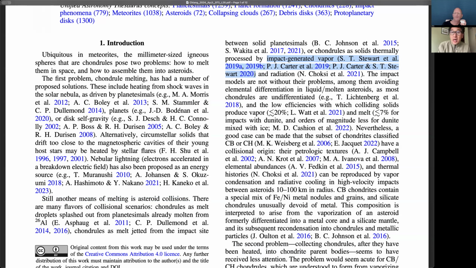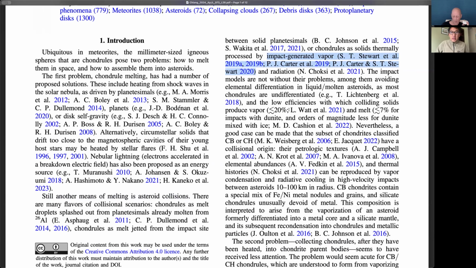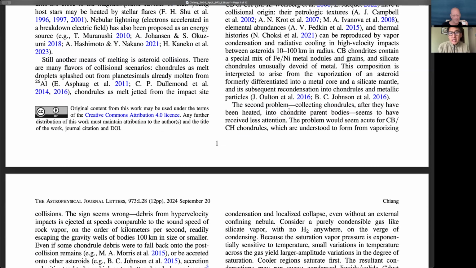And in that very nice seminar that she gave, she also talked about the second problem, how to recollect these droplets in the aftermath of the explosion, how they might come together again. And that really struck me, I have to say, because I thought, the sign seems wrong. You exploded the thing. So how do you put Humpty Dumpty back together again? Shout out to Sarah. It was really a very inspirational line of thinking.